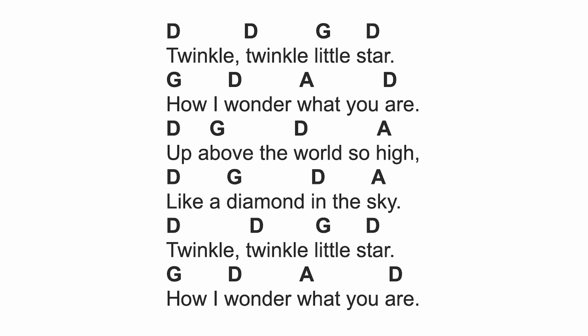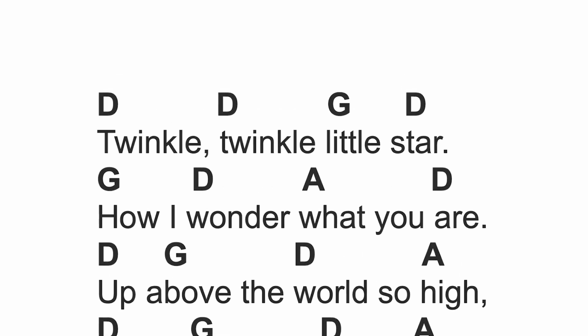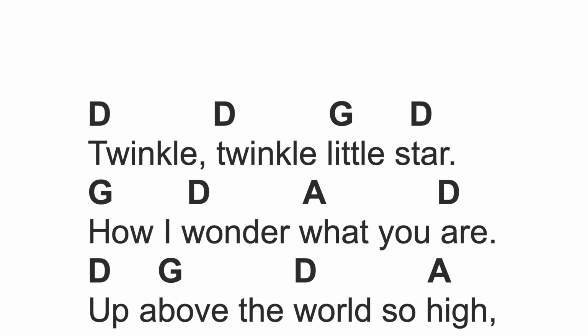So the way that I know when to play each chord is the chords are right on top of the letter of the word that I'm going to play that chord. So for example, the first line, twinkle, I play the D chord right in that letter T of the word twinkle, and then the second twinkle I also play the D chord again, and then I don't play the G chord until I start to sing the word little, right at the L or the I in the word little.